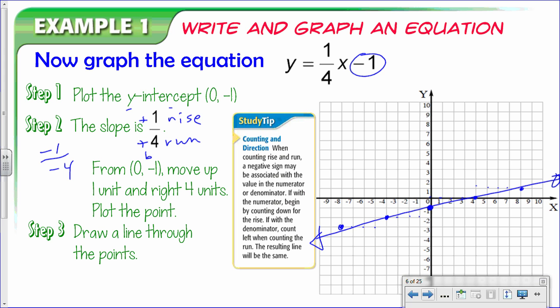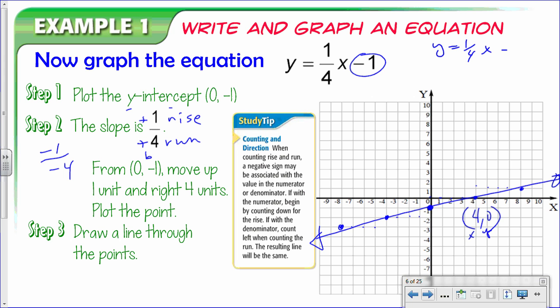Can anybody tell me what your x-intercept is? Anybody? Where's my x-intercept? Okay, so what is it? 4, 0, right? Now, what should I be able to do with those two? I should be able to plug it into my equation.